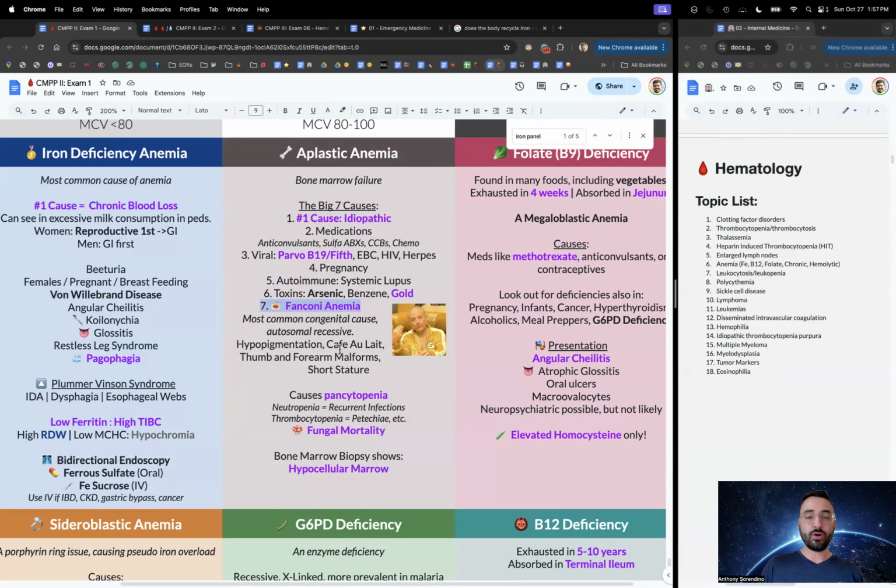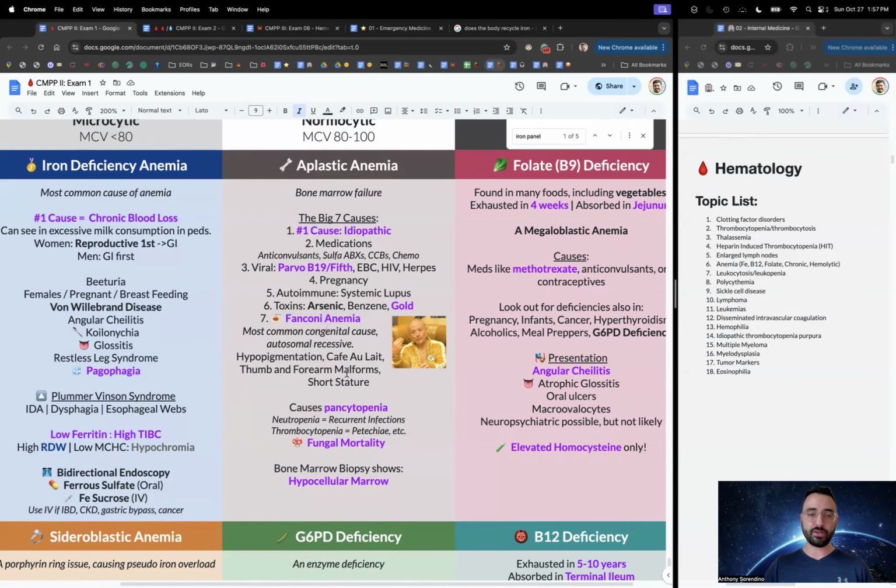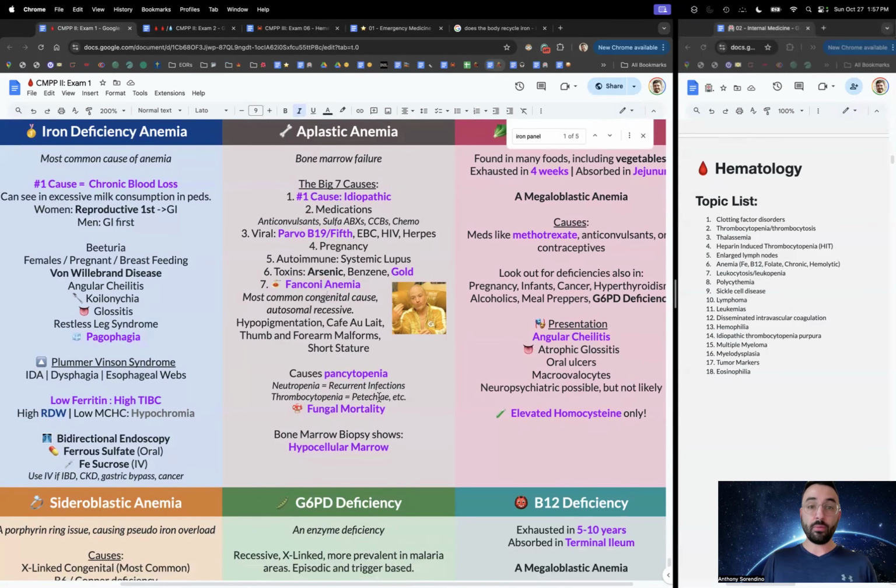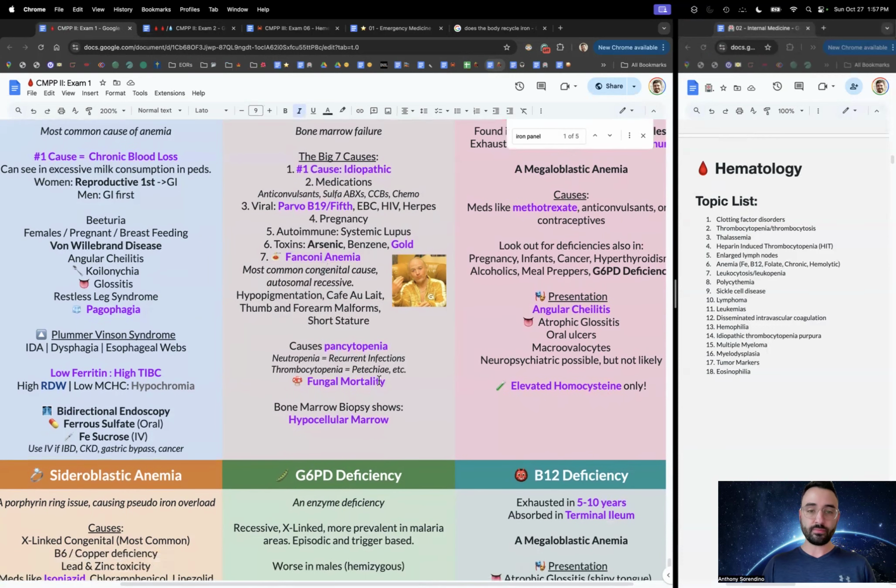You get this Fanconi anemia. It's the most common congenital cause. It's autosomal recessive. So know Fanconi and aplastic are together. And here, because it's your bone marrow, you have pancytopenia, which knocks out your blood cells. And it's kind of like you have HIV. So for fungal infections, you think about something like Pneumocystis jirovecii, which is opportunistic for HIV patients. So kind of the same thing here.